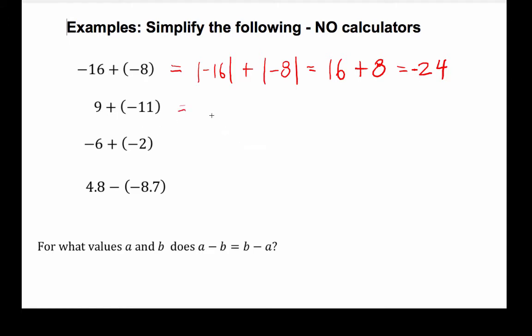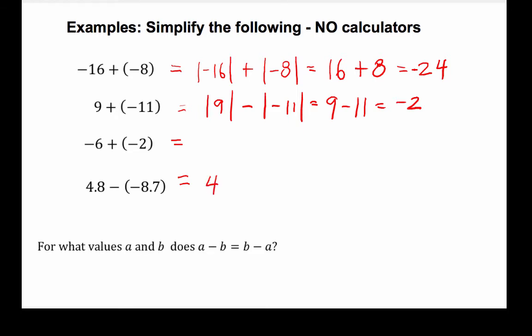Adding two numbers with opposite signs, we will subtract their absolute values. So this is 9 minus 11, which is negative 2. And then just to double check, negative 11 has a greater absolute value than 9. So our answer should have a negative sign.